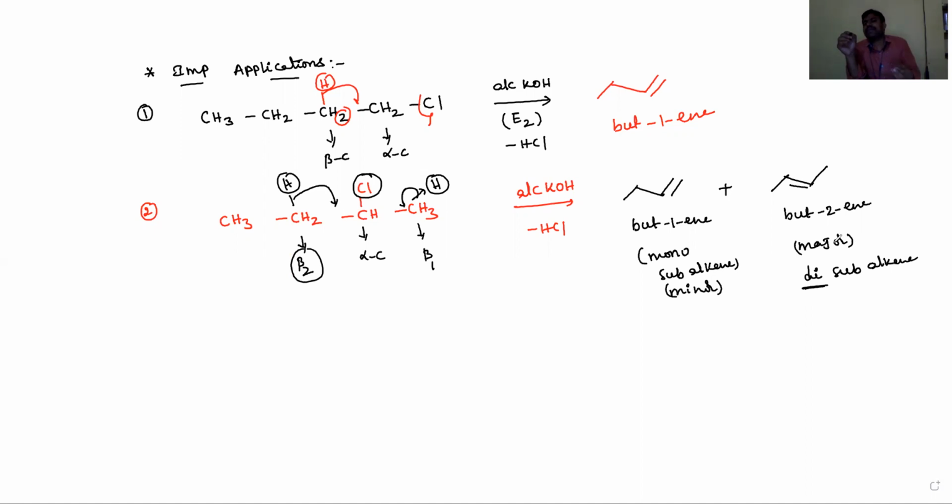So how many alkenes are formed as products depends on the number of different types of beta carbon atoms containing beta hydrogen atoms. Okay, dear students, let's see one more example.